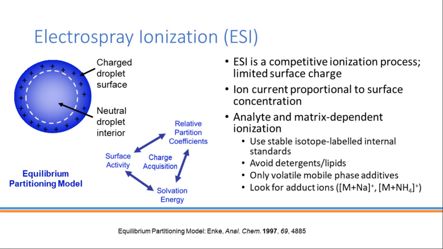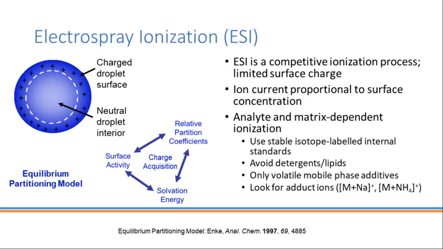And they've got to be able to do that better than other things in that droplet as well, because there can be competition with other components in that droplet. And if you have, for example, a detergent that's very surface active, this could get to the droplet surface faster and suppress ionization of the things you're trying to detect. So again, electrospray ionization, because of this competitive ionization process, is extremely analyte and matrix dependent.